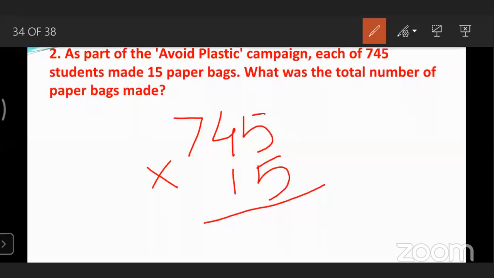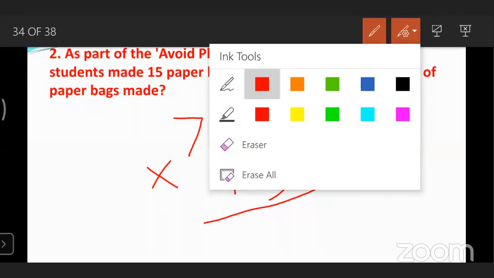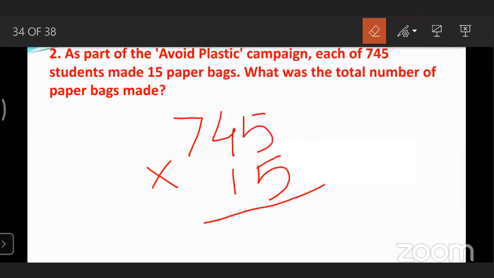Sir, I can tell the answer. You finished? Yes, you can tell the answer. 11,175. Yes, very good student. What is your answer? 11,175. No, you need to check your answer. Check one more time.